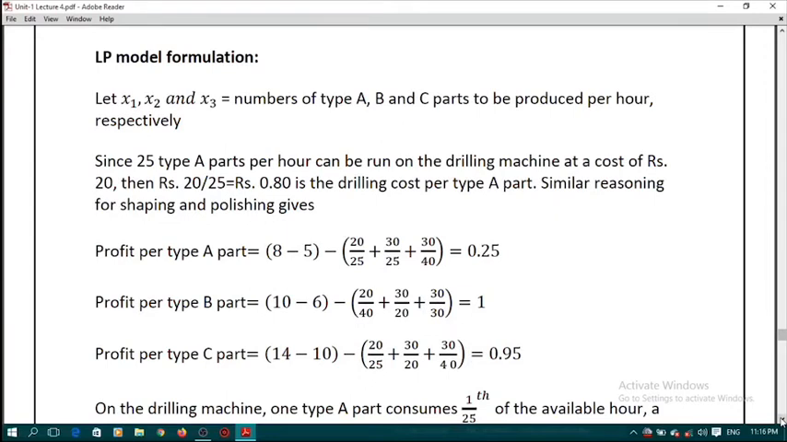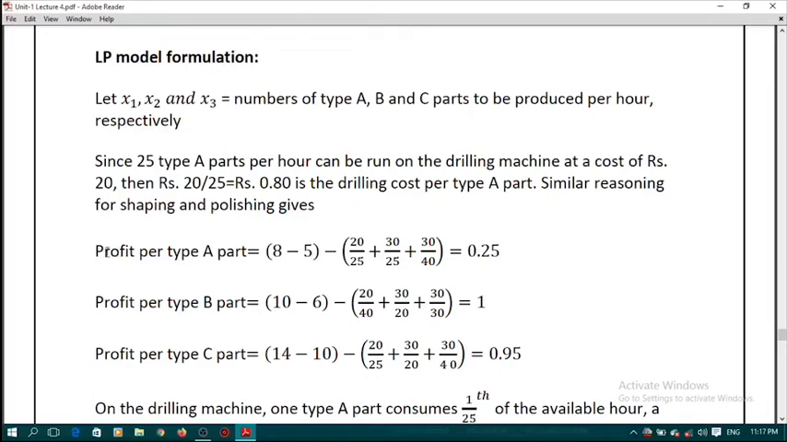So this example is quite different. Here we need to maximize profit. So first we need to find the profit for type A, type B and type C. Since 25 type A parts per hour can be run on the drilling machine at a cost of rupees 20, then rupees 20 by 25, that is rupees 0.80, is the drilling cost per type A part. Similar reasoning applies for shaping and polishing.